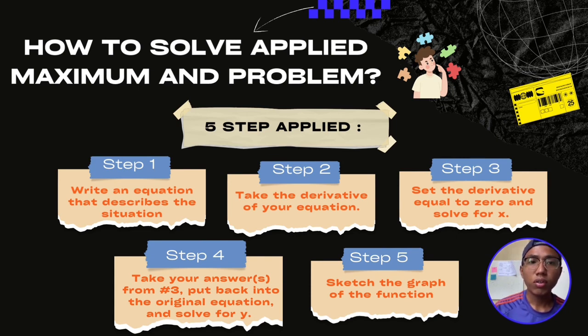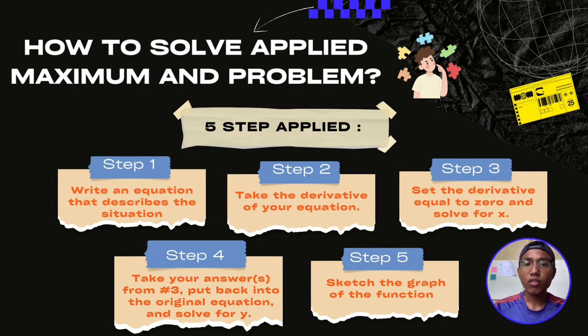This will give you the point along the original equation where the curve is turning, such as the bottom or top of a parabola. On the original curve, this will be the point where the curve was increasing and now begins to decrease, a maximum, or the curve was decreasing and now begins to increase, a minimum. The fourth step is to take your answer from step number 3 and put it back into the original equation and solve for y. And then you will get the maximum or minimum.